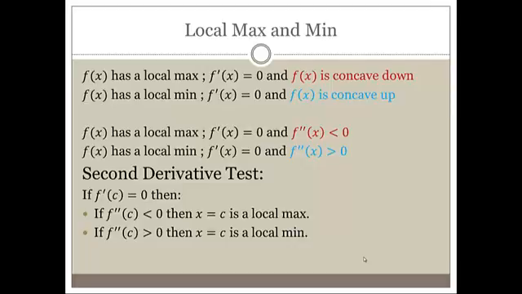Notice that there is one other possibility. That is, what happens if the second derivative of c equals 0? In this case, we say that the test is inconclusive. This is because if the first derivative at c is 0 and the second derivative at c is 0, then we may have a local max, we may have a local min, or we may have neither. There's no way for this test to tell.